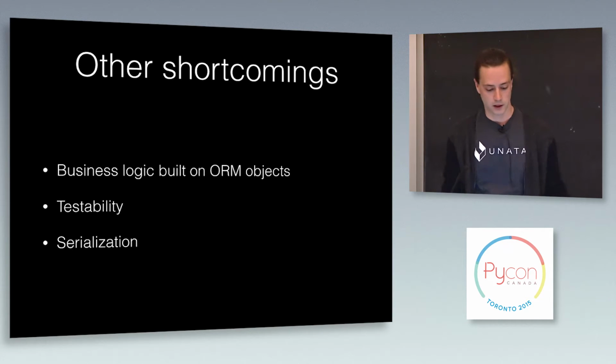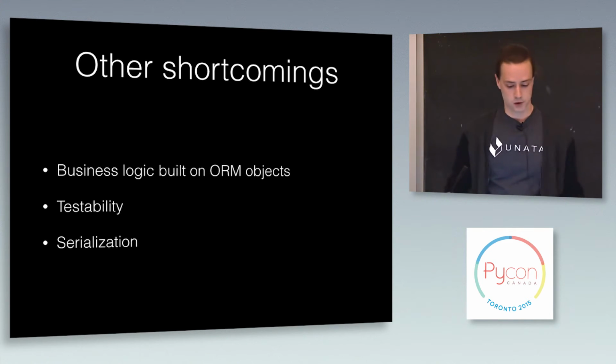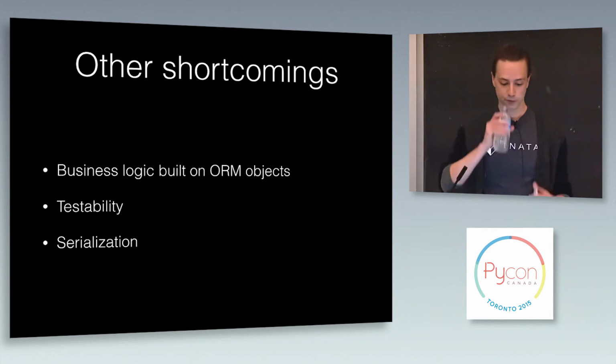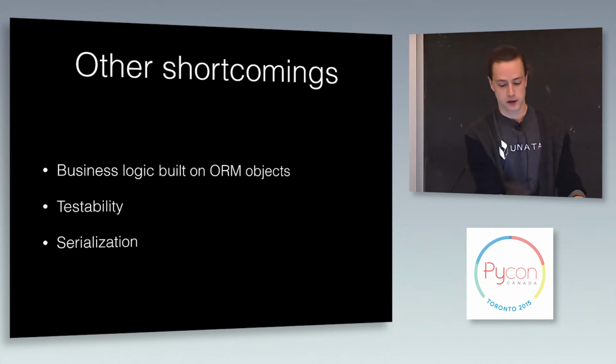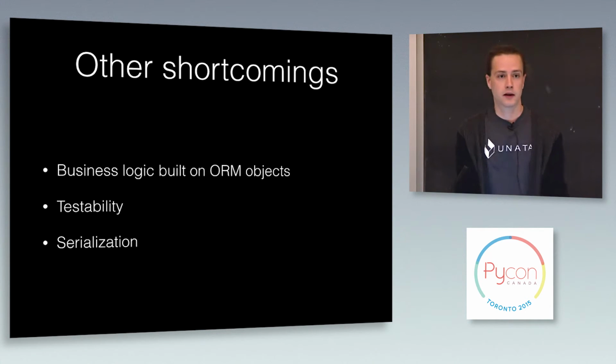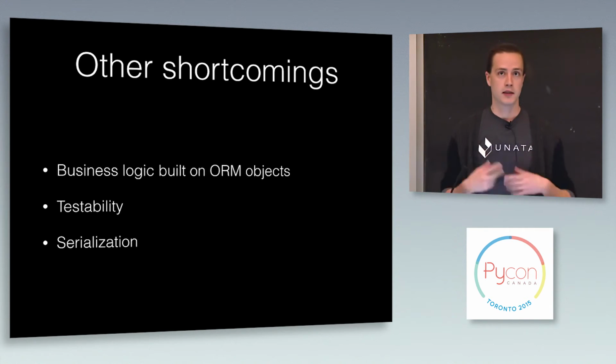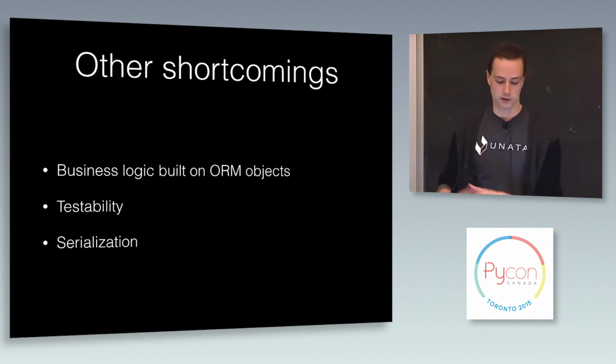And another one is testability. Setting up test fixtures for ORM objects and business logic that acts on ORM objects can be tricky sometimes. I end up having to write quite a bit of boilerplate code. The other one is serialization. It's not always easy to serialize these things because they have a lot of internal state, and they have a lot of context in them, especially as it relates to the session that they were created in. And again, you can't just simply farm these things off and then serialize them somewhere.